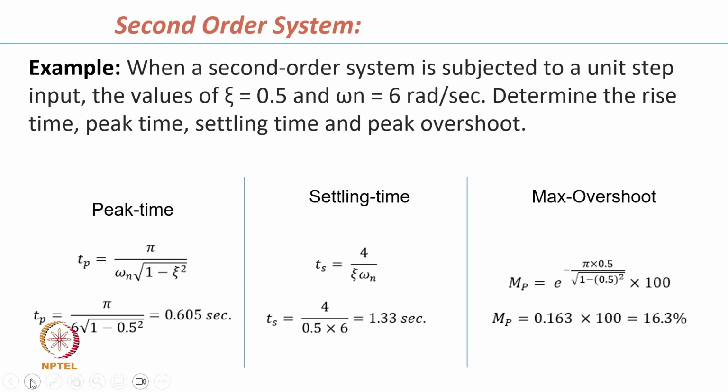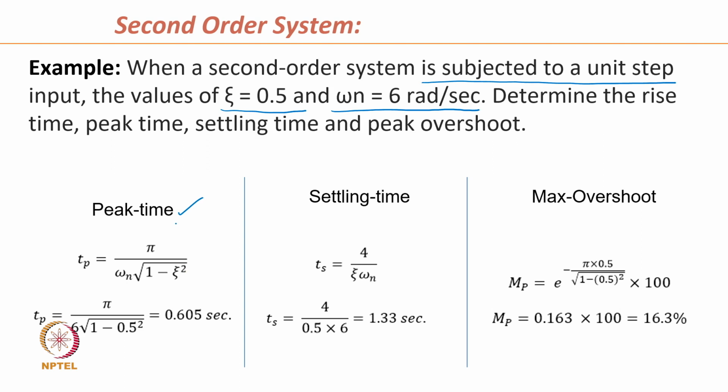So, another example: when a second order system is subjected to a unit step input, the value of zeta is 0.5 and omega n is 6 radian per second. Determine the rise time, peak time, settling time and peak overshoot. So, for the peak time, we have Tp equal to pi upon omega n under root 1 minus zeta square.